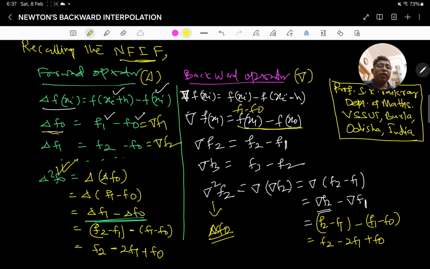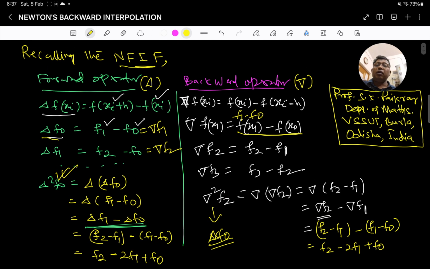These difference operators and their comparison we will discuss in another lecture, on the finite difference operators and their relation. Now in view of your forward interpolation, we will develop the formula for your backward interpolation. Prior to that, let me introduce myself. Professor Kumar Paikray, currently working as a professor in the Department of Mathematics, Veer Surendra Sai University of Technology, Burla, Odisha, India. So without much delay, let us proceed to write the formula for Newton backward interpolation.